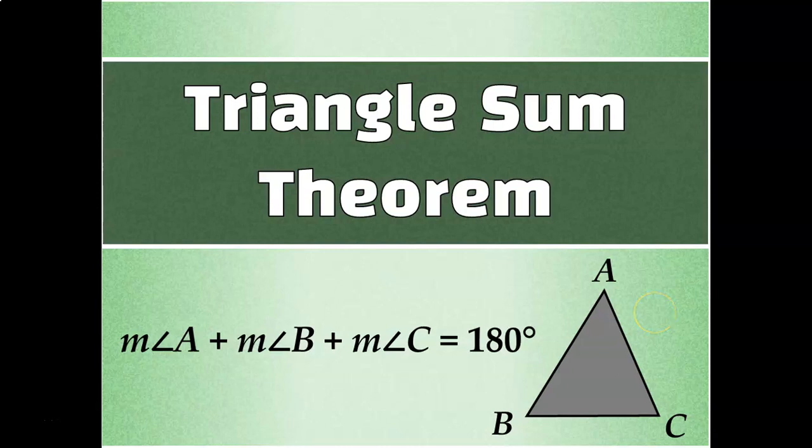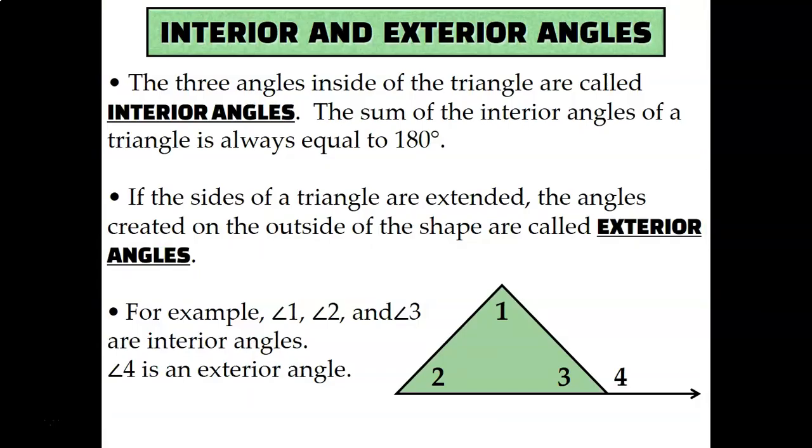Let's talk about the Triangle Sum Theorem, which teaches us one of the most essential pieces of information about triangles, and that's that the sum of their interior angles is always equal to 180 degrees. Interior angles, of course, are the angles inside of a triangle.